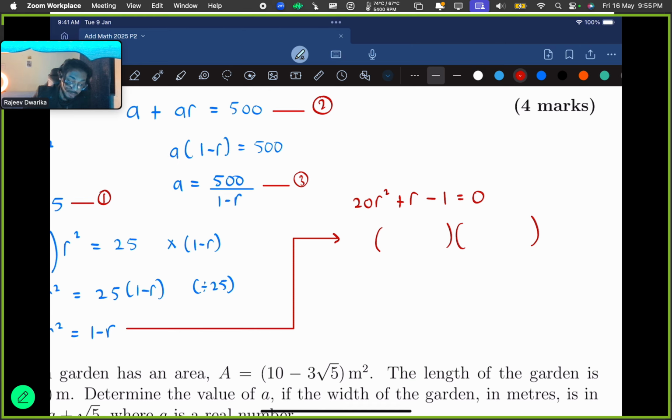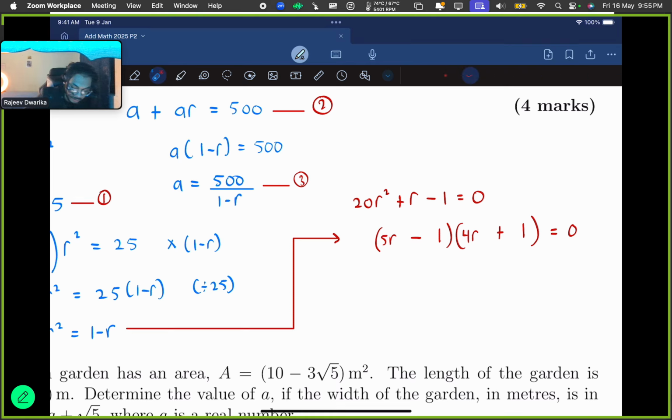Just by looking at this, I think the answers will be a quarter or a fifth. To get 20 r squared, I can say 5r and 4r, and I can say 1 by 1, and I want to get positive 1r in the middle. To get positive 1, I would need to put the plus sign over here and the negative sign over here, and that is equal to 0. Simple, right?